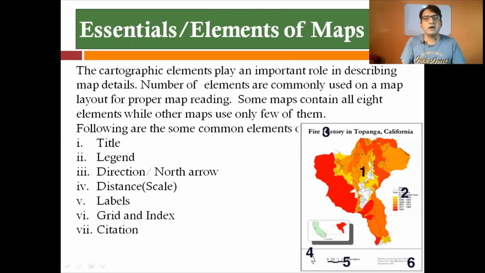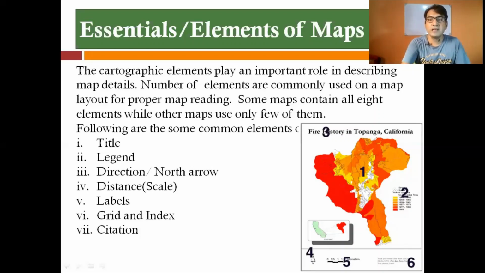The cartographic elements play an important role in describing map details. A number of elements are commonly used on a map layout for proper map understanding or reading. As I told you, these elements are very important, and they help us to understand what is being shown in the map. Unless these things are present in the maps, we are unable to understand the map or its geographic data comprehensively.